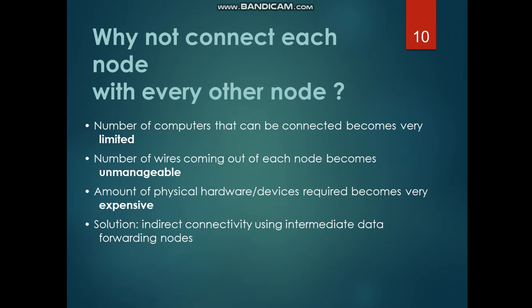Now, why not connect each node with every other node? The number of computers that can be connected becomes very limited, because if we connect each and every system with every other system, then the number of wires coming out of each node will become unmanageable. Also, the physical hardware or devices required become very expensive. So the solution is indirect connectivity using intermediate data forwarding nodes.